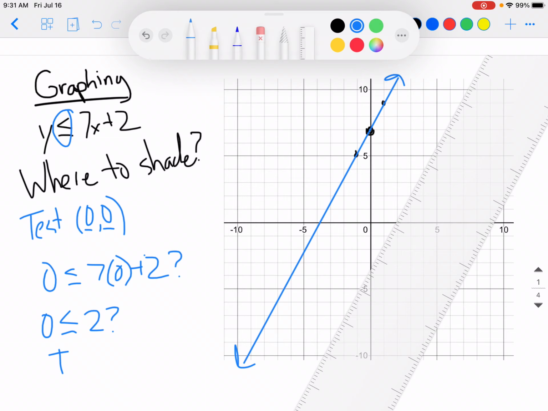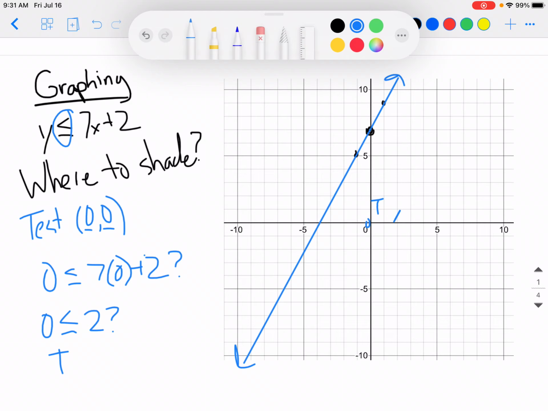And it is true. And so right here was the point we tested, and we determined that it was, whoops, I got too close to my ruler there. We determined that it was true. As a result, any other point on this side of the line will be true as well. And to show that this is part of our solution, we shade it.